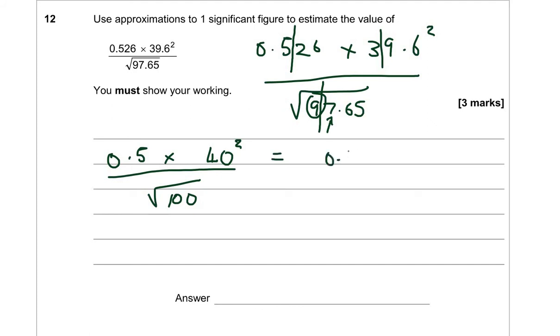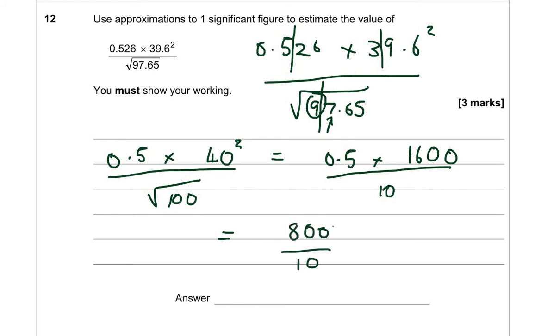So this is 0.5 times by, well, 40 squared is 1600. You can just do 4 squared and then add a couple of zeros. And the square root of 100 is 10. Okay, so we're almost there now. 0.5 times 1600 is the same as dividing by 2. So this is 800 over 10. And this is 80.